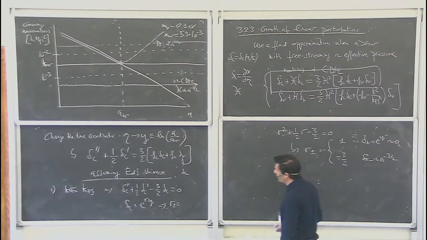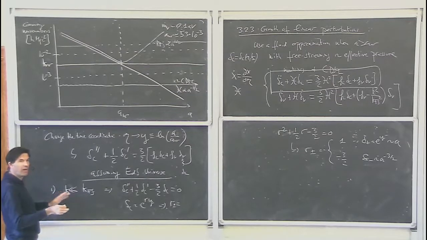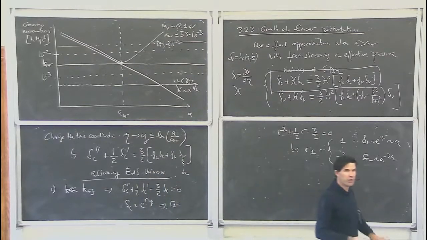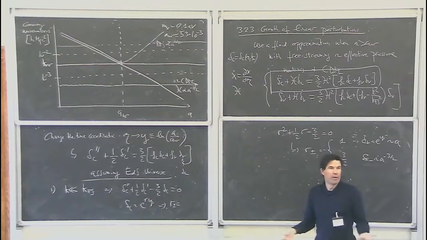Now, if you look at wave numbers which are much bigger than the characteristic free streaming scale, these are differential equations with time-dependent coefficients. You cannot just solve them this way, right? You need to solve them numerically. I'm just giving you intuitively what's going on.